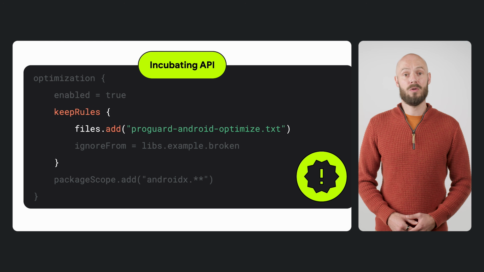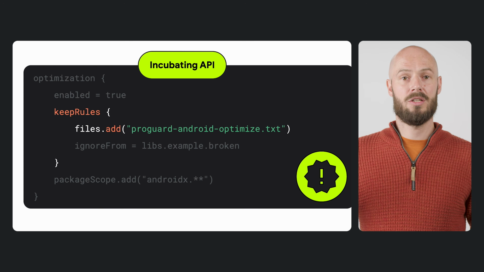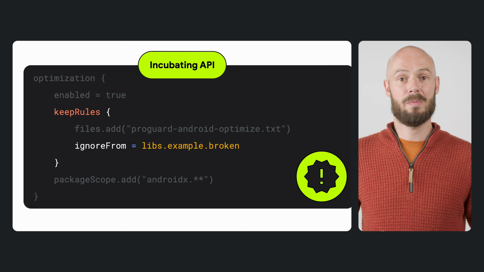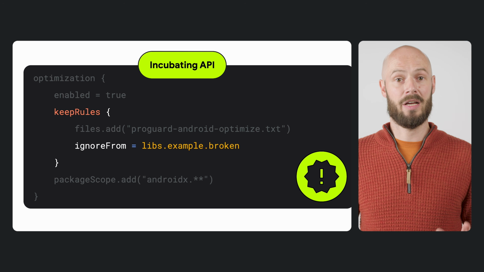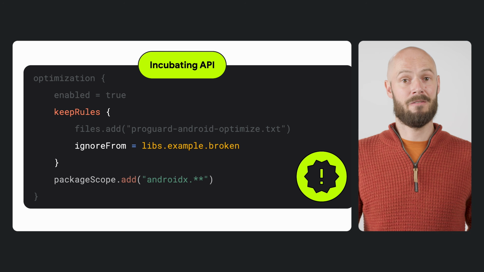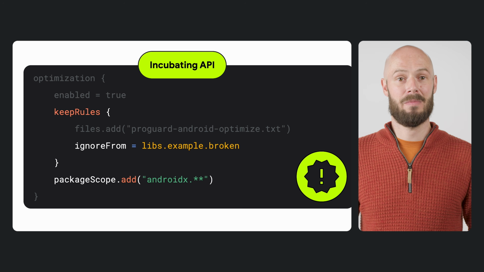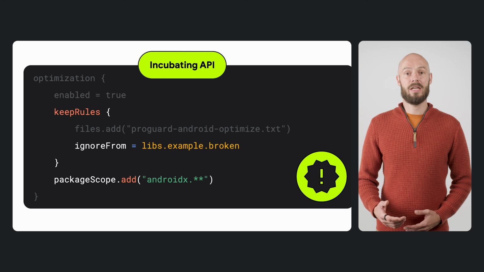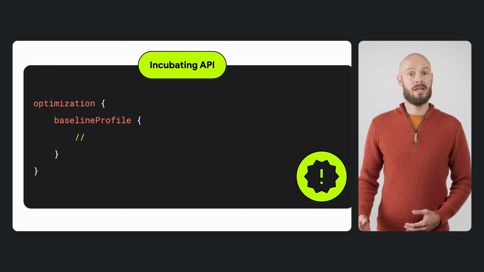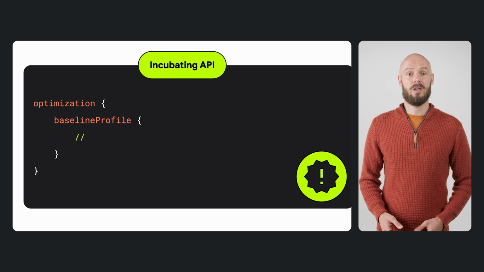Adding and managing keep rules has seen a facelift as well. Two completely new features are the possibility to ignore problematic keep rules from external dependencies and, on the flip side, allow rules from dependencies covering a specific namespace. Both of these can help along the way to enabling R8's full optimization potential. And we also added a new configuration option for baseline profiles.